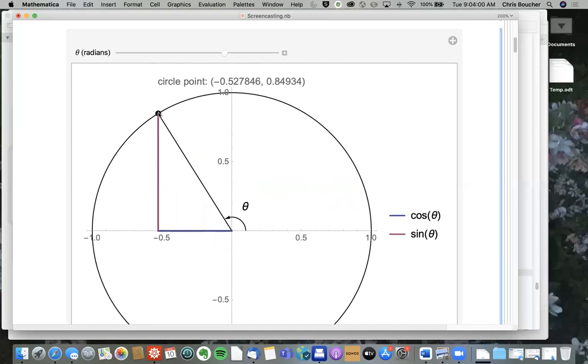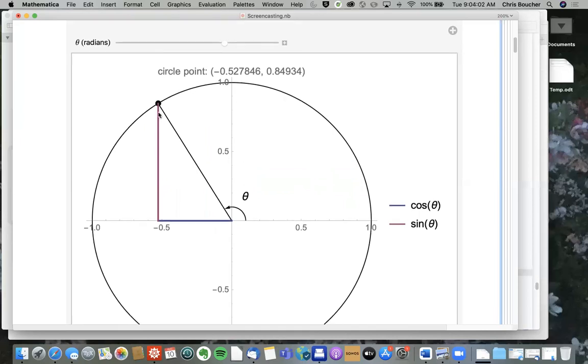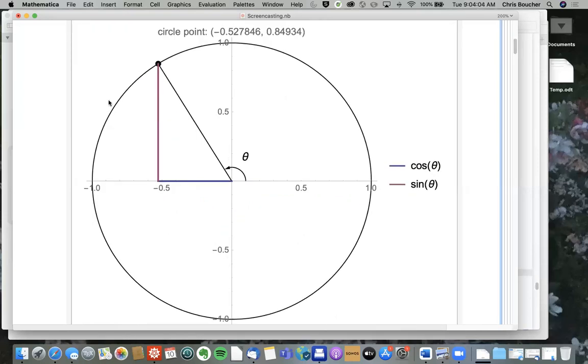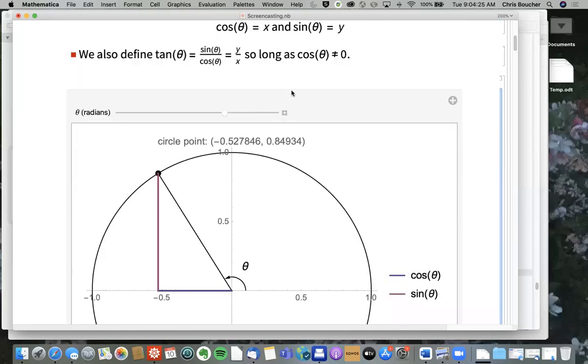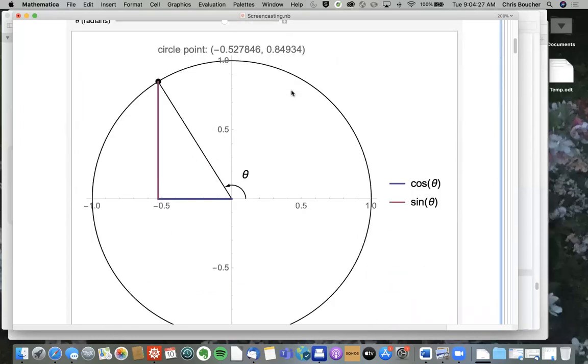So sine and cosine can take negative values depending on where this point is. If the point's over here in the second quadrant where the cursor is now, the x-coordinate will be negative and the y-coordinate will be positive. If it's down here in the third quadrant, both coordinates will be negative. If it's over here, the x-coordinate, or the cosine, will be positive, but the y-coordinate, the sine, will be negative. And in the first quadrant, both coordinates are positive. So this hopefully gives us a good visual understanding of what sine and cosine mean.